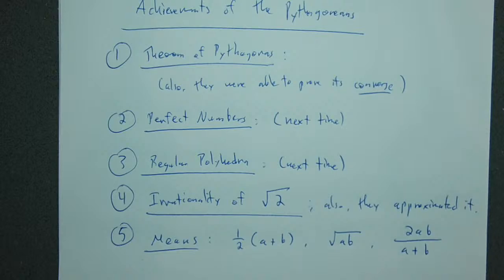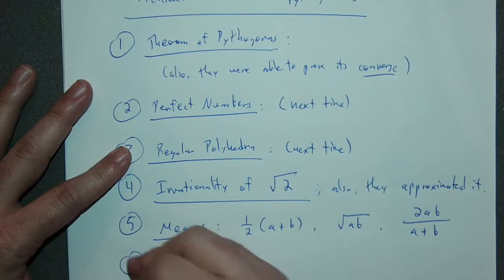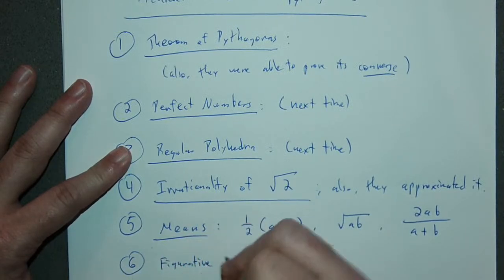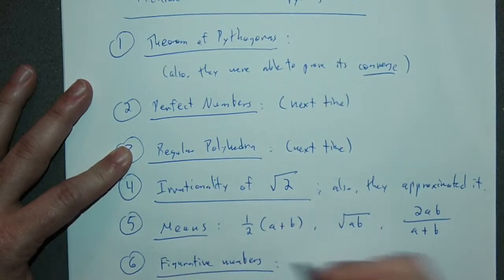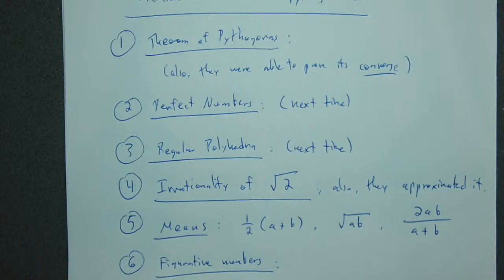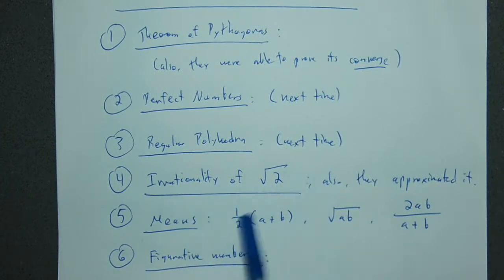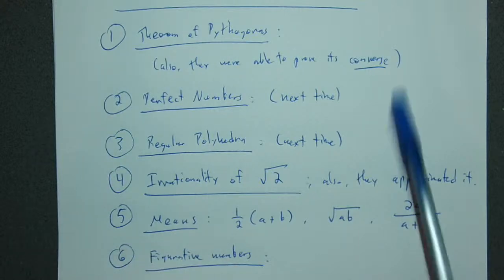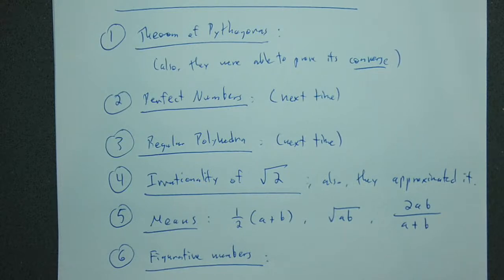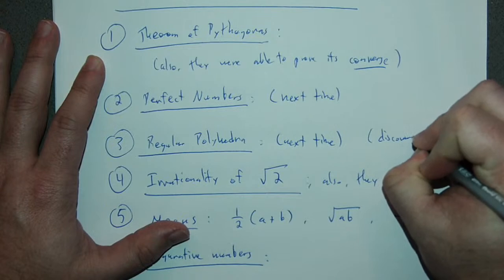They also discussed what are called figurative numbers, which I'll talk about a little bit next time. And what is nice, of course, is that there were proofs for all of these facts. Everything listed here was accompanied by proofs. There was a proof that the square root of 2 is irrational. There was a proof for a formula generating some perfect numbers. There was the proof that I showed earlier of the theorem of Pythagoras, and a proof of its converse. There was a proof of regular polyhedra. In particular, I believe they discovered the dodecahedron.